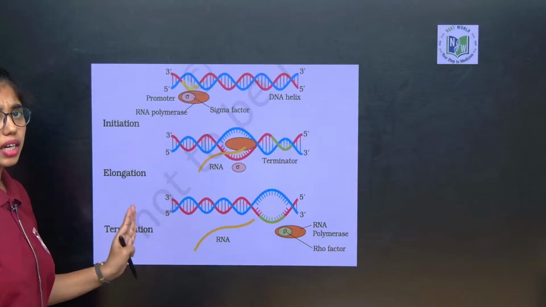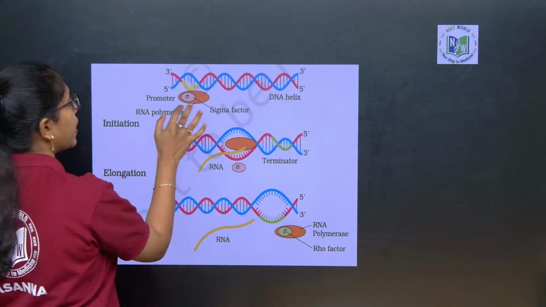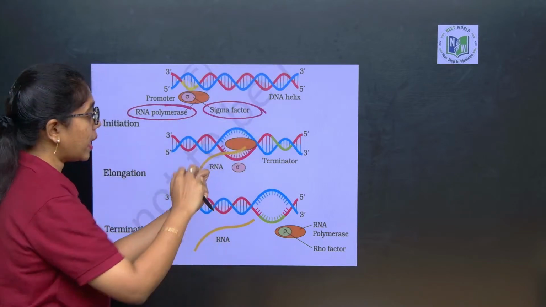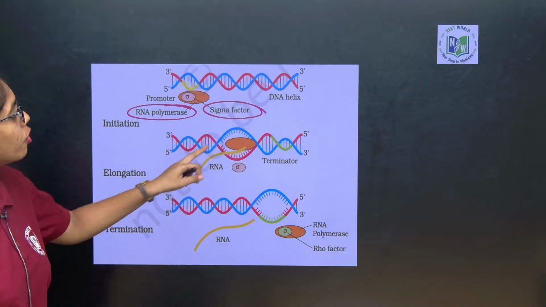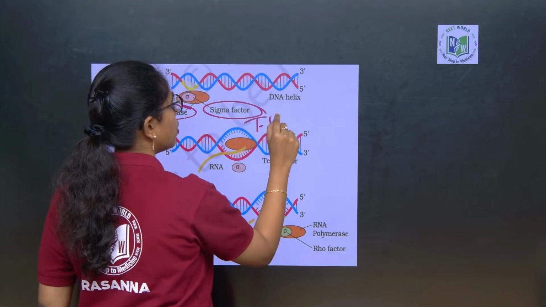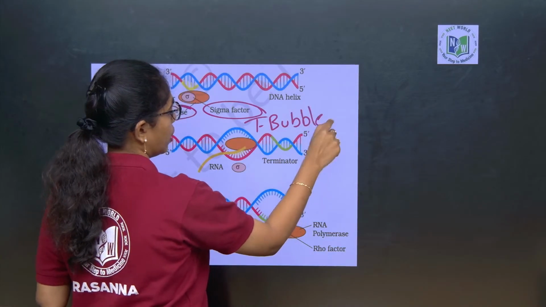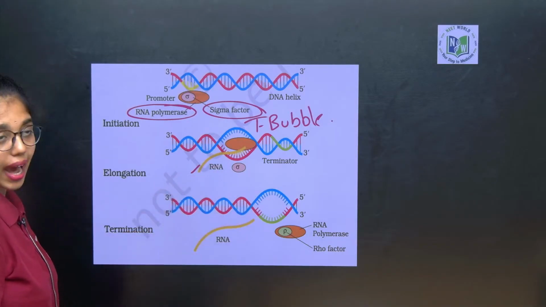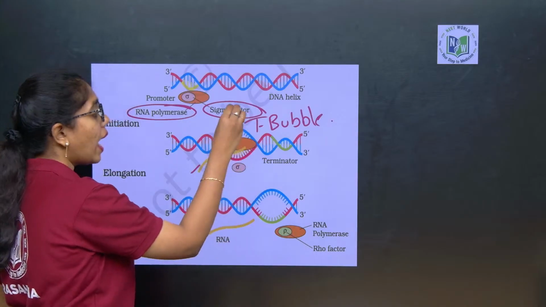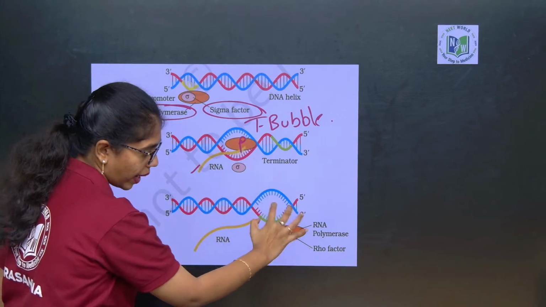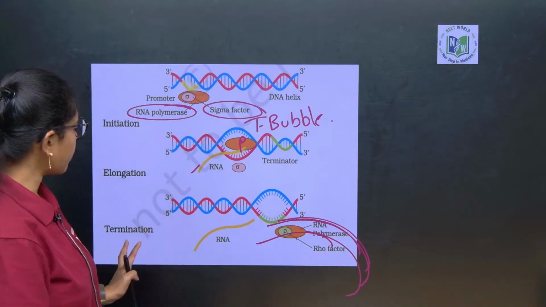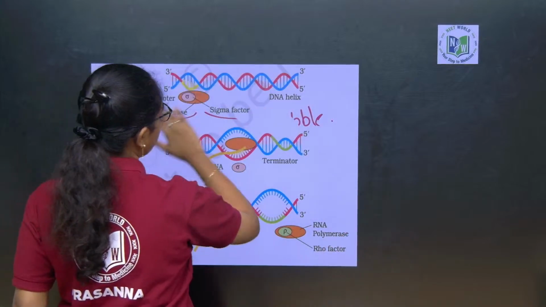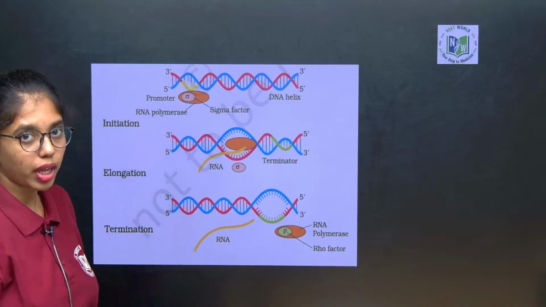In the transcription process, first RNA polymerase along with sigma factor forms a holoenzyme that will open the double stranded DNA, forming a transcription bubble. After elongation, the sigma factor is released, and RNA polymerase binds with rho factor and is pulled out. So at termination RNA polymerase binds with rho factor, at initiation RNA polymerase binds with sigma factor. Keep that in your mind.